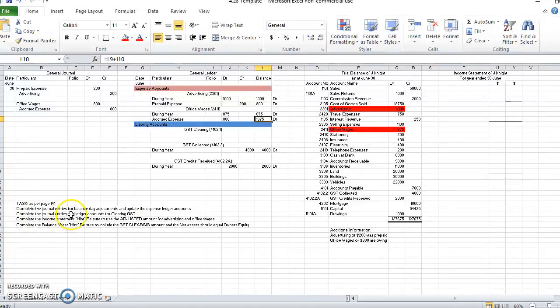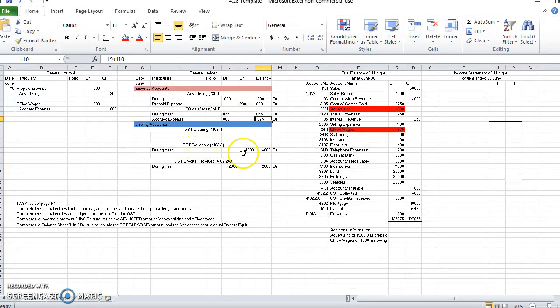Next step, complete the journal entries and ledger entries for GST Clearing. So we've got our 3 GST accounts here. This is very much the same as our closing entries. So we want to close GST collected to clearing and close GST credits to clearing. So the opposing account for both of these will be clearing.